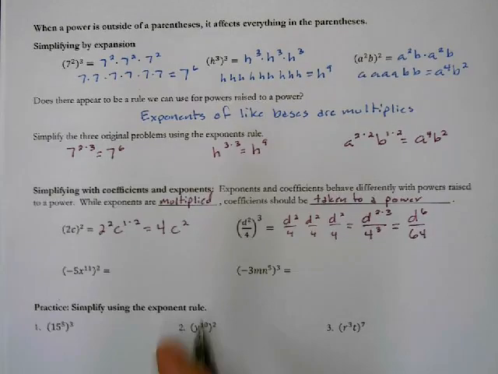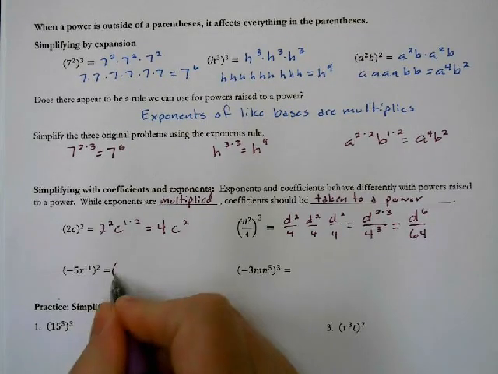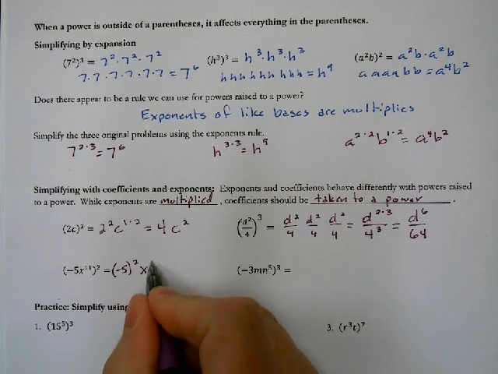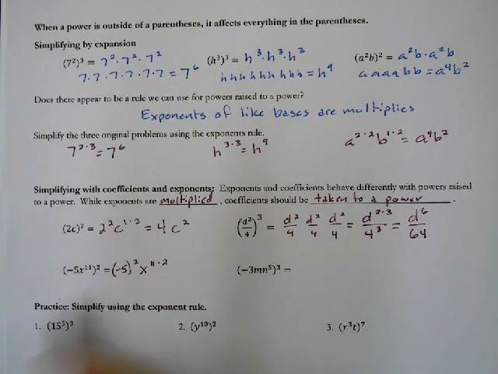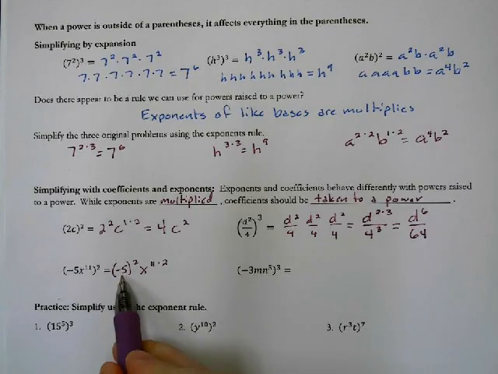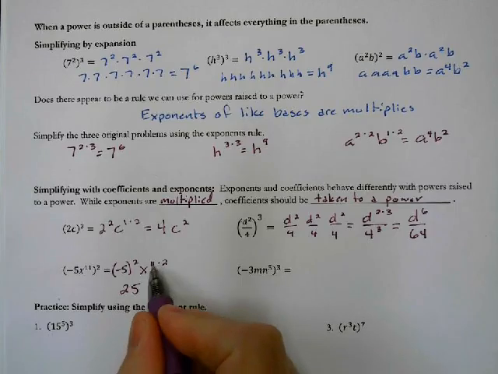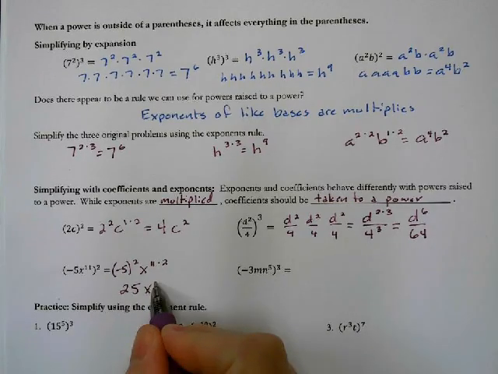Next one, -5 to the second power, and then x to the 11 times 2. -5 times -5 is positive 25. And then x to the 11 times 2 is x to the 22nd.